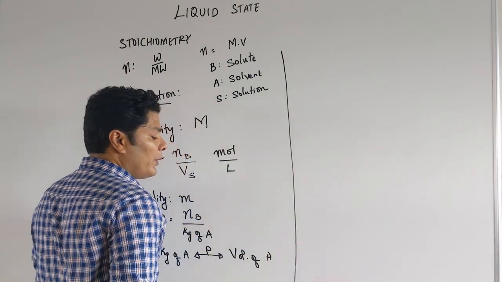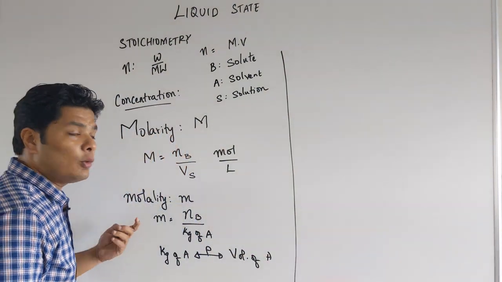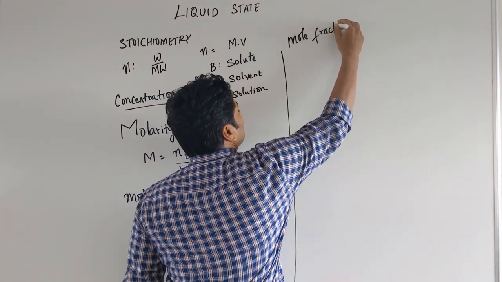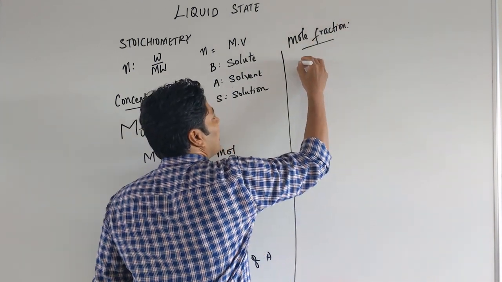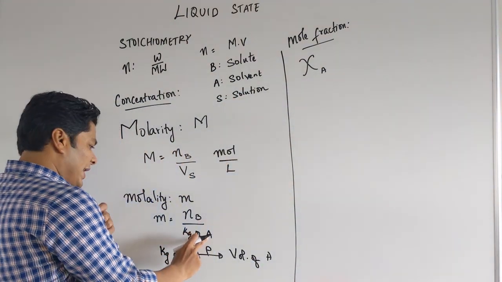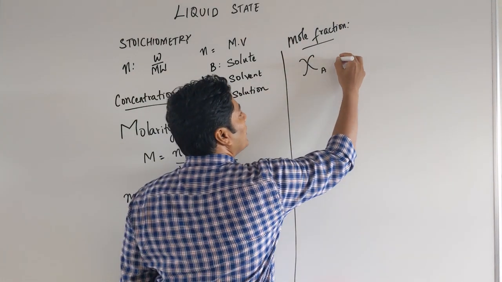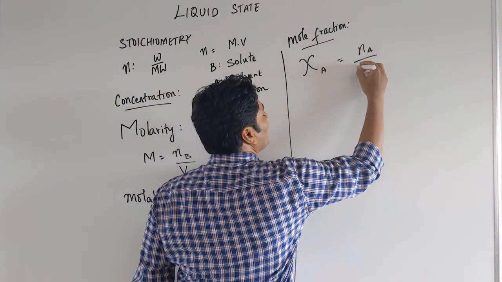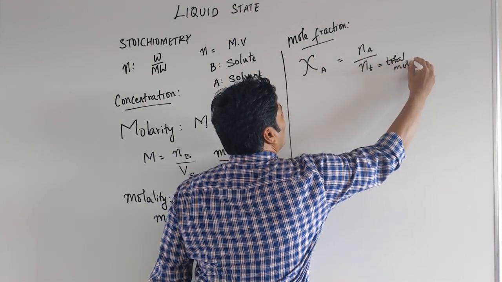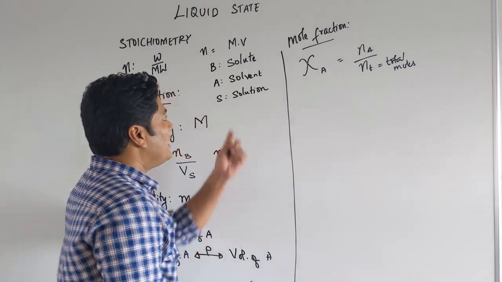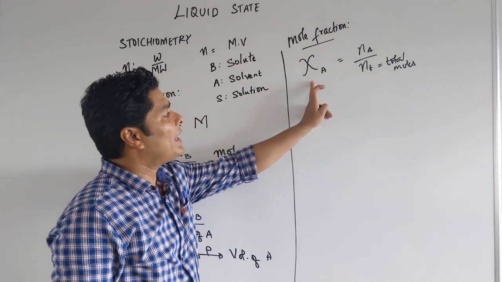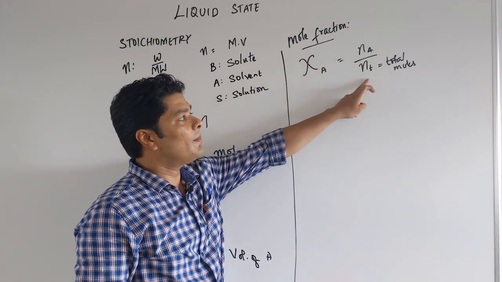So next you are going to see the other ways of doing concentration. Molarity is the most common one. Then mole fraction, represented by the symbol chi. Mole fraction of anything. In our case, for example, I have used A for solvent. So mole fraction of solvent is moles of solvent divided by n total, which is nothing but total moles. If suppose you have only A and B in the system, a binary system, this will be moles of A plus moles of B. Chi of B would be equal to moles of B divided by total moles.